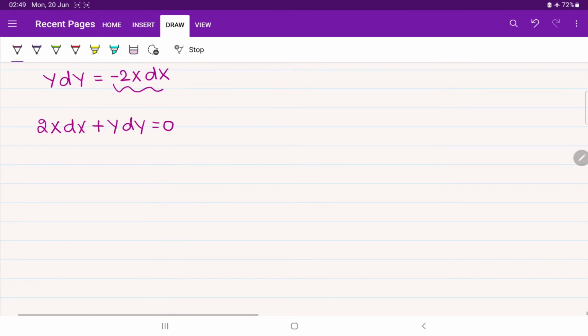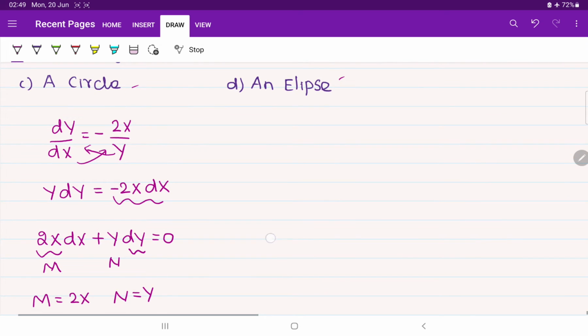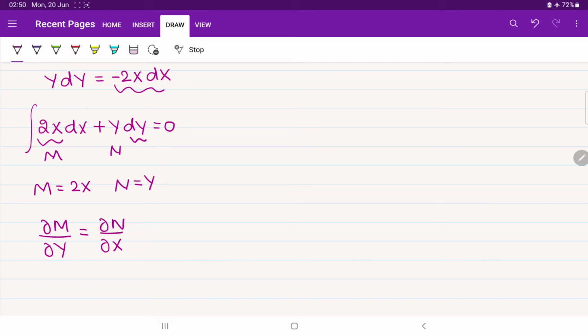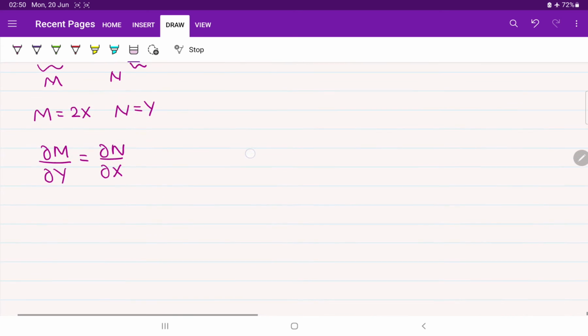Now this equation is in the form M dx plus N dy. Here M can be considered as 2x, and N can be considered as simply y. In order to proceed with this third method, you have to cross check these two: differentiate M with respect to y and differentiate N with respect to x. If these two values become equal, then I can directly take integration of this given function, and that will give us the solution. Let us see whether these two values become equal or not.